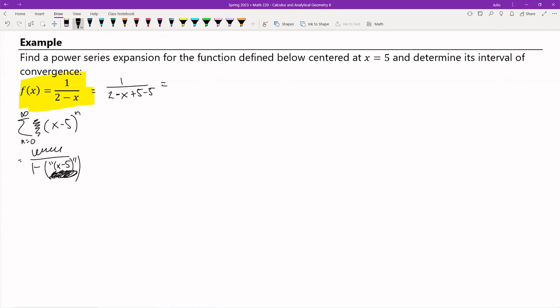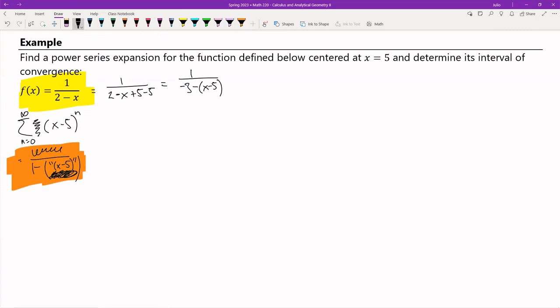I'm going to go ahead and move this on. 1 over, I'm going to do some simplification here. It's going to be minus 3, right, minus x minus 5. So we're getting that x minus 5. If you guys remember, this is our end goal: we want stuff divided by 1 minus something with x minus 5. And we're almost there. That minus 3, we have to turn into a 1 somehow, right?